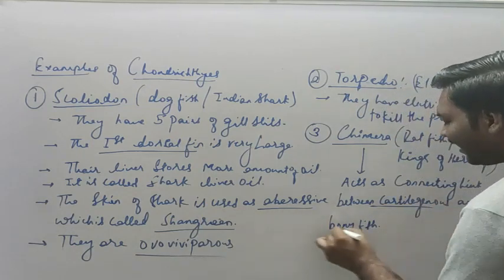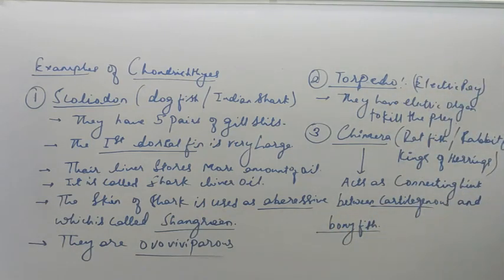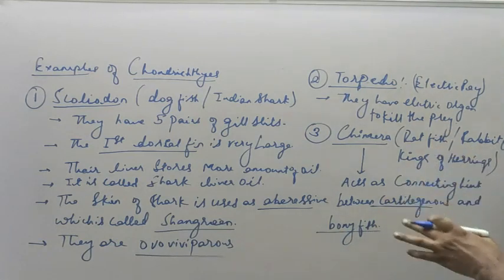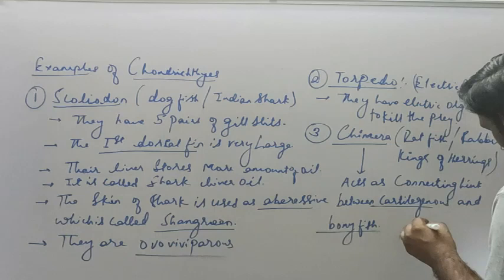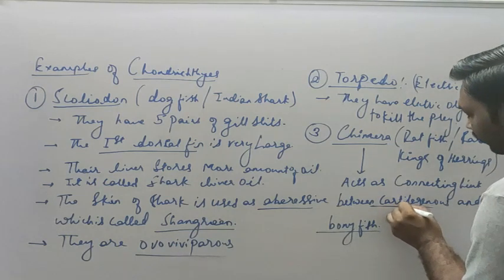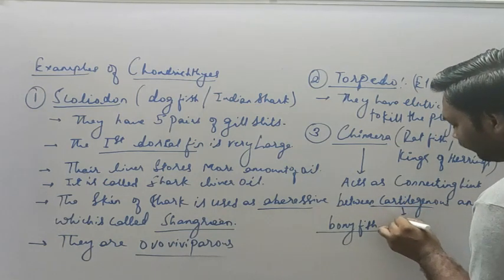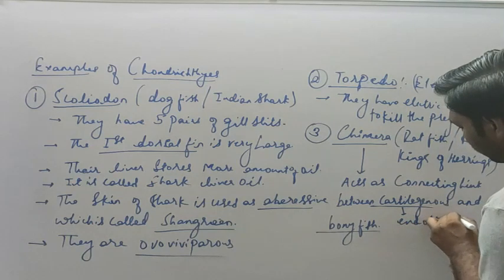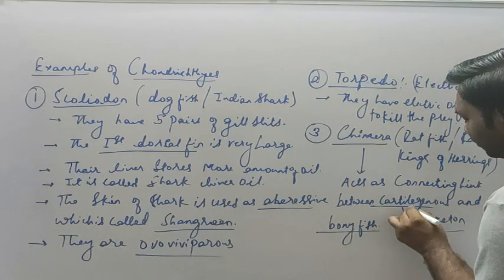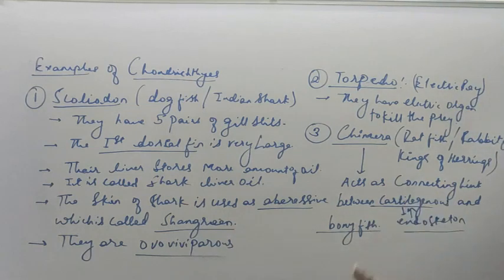Okay, now how does it act as a connecting link between the cartilaginous and bony fish? That is by representing certain structures. So they have the endoskeleton of cartilaginous fishes. Okay, that is, the endoskeleton is made up of cartilage.